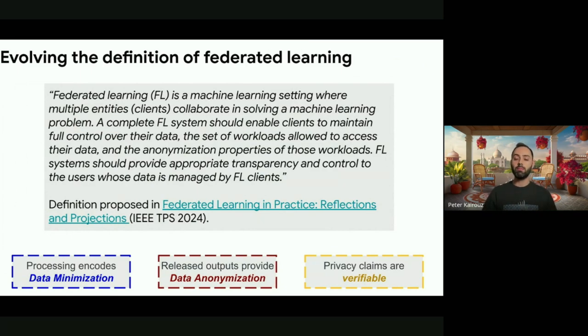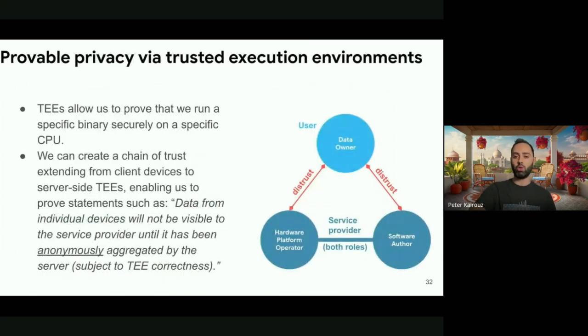So this is a recent paper that we put out, which has the title of this talk that I'm giving. It talks about minimization, anonymization, verification, and also transparency and control. So this is how we want to think about FL, as an evolved definition that allows for all these things. And before I close, I want to give you an example of how we might achieve it.